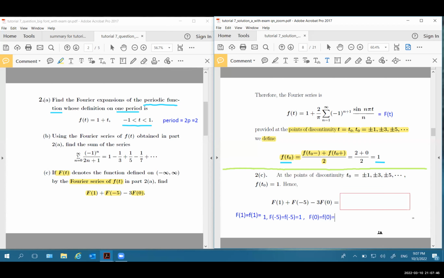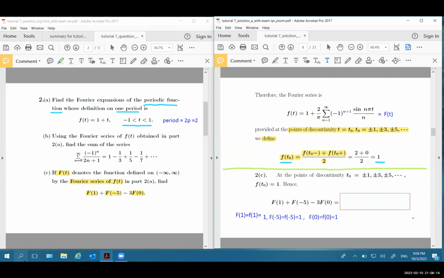Is 0 a point of discontinuity? No, it's not, right? So what is small f(0)? It's 1. Also 1. Then this one also 1. Where do you get the 1 from? Actually it's 1, but where do you get this 1 from? From the graph. Okay, yes, from the graph.